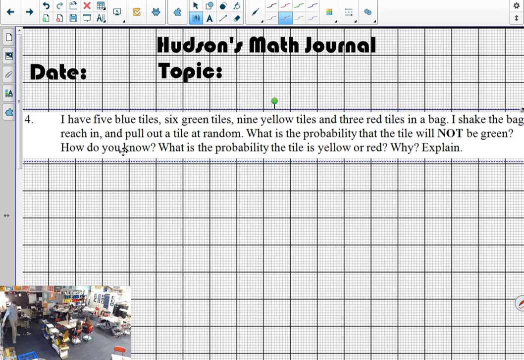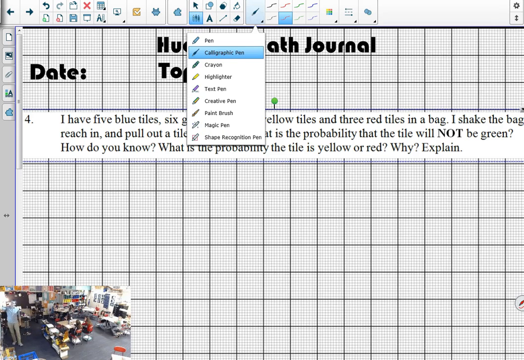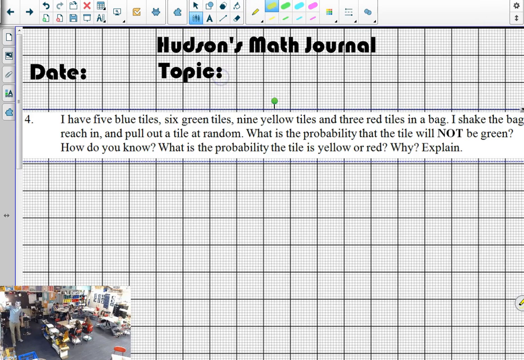We need to point out our important information always. I had a student ask me this and I realized I should have announced it. You are allowed to use any of my stuff, especially during a test. Highlight the crap out of your test. It clues your brain into what's important. So if you want to right now, you can grab a highlighter. What's important here, 5 blue, 6 green, 9 yellow, 3 red, and a bag.